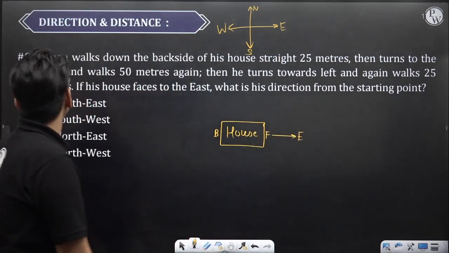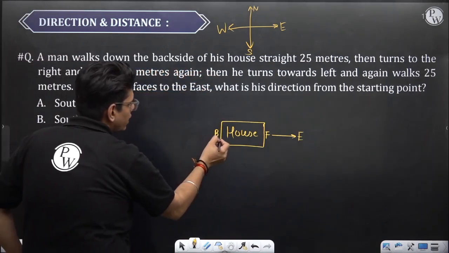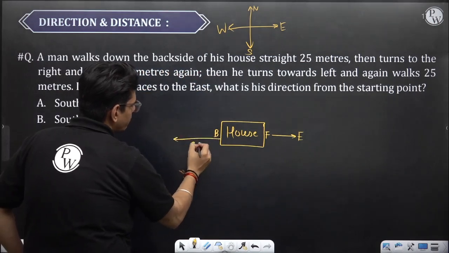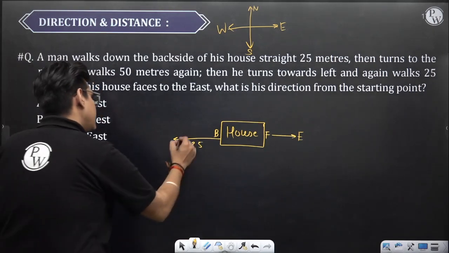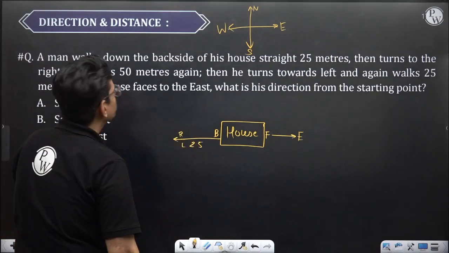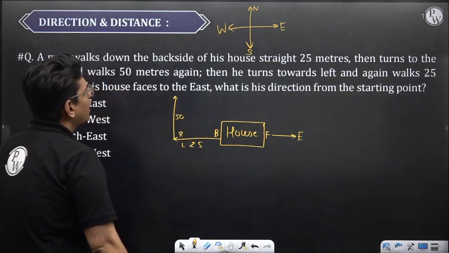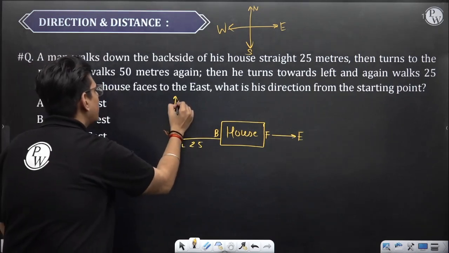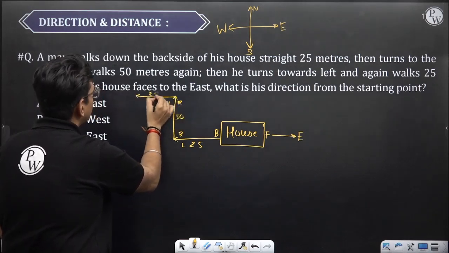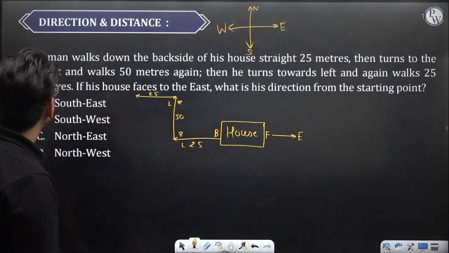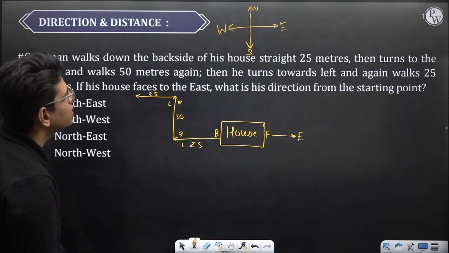A man walks down the backside of his house straight 25 meters. So he goes 25 this direction. Then turns to the right. This is right, this is left. Turns to the right and walks 50 meters. This is 50. Then he turns towards his left. This is right, this is left, and walks 25 again. If the house faces to the east, what is the direction from the starting point?